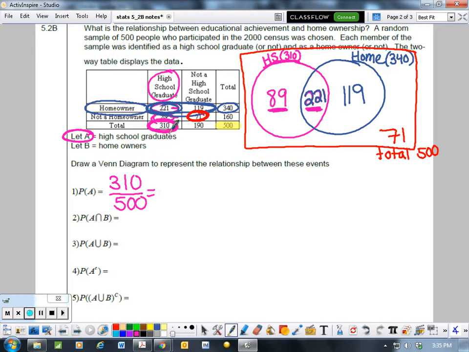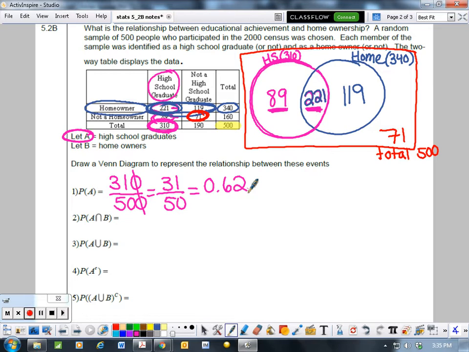I have 310 total high school graduates. Or I could look at my pink circle and add these two values for my total number of high school graduates. And then I can simplify that fraction. Luckily, my zeros will cancel out. It's the same thing as dividing top and bottom by 10. And we get 31 out of 50. And we can even turn that into a proportion, which would be 0.62.